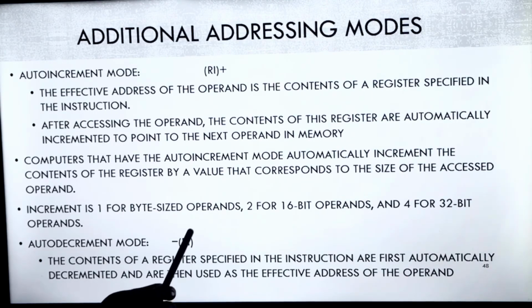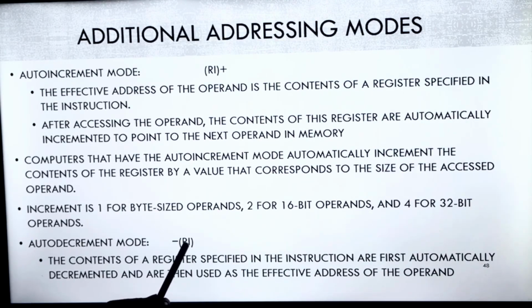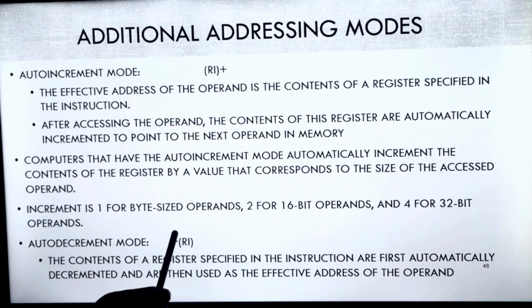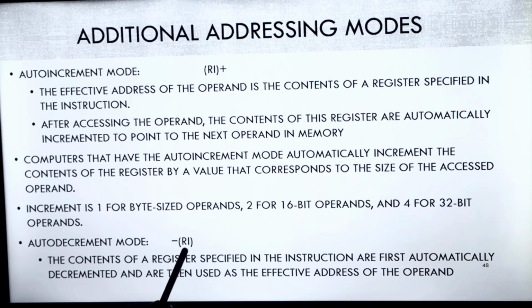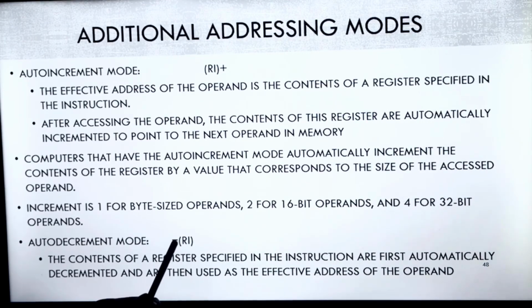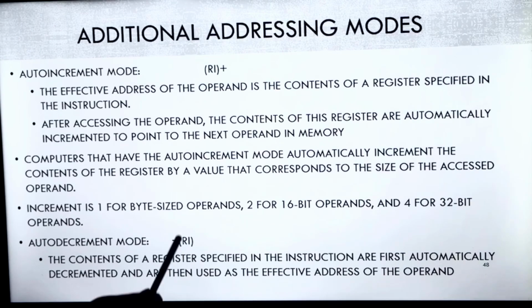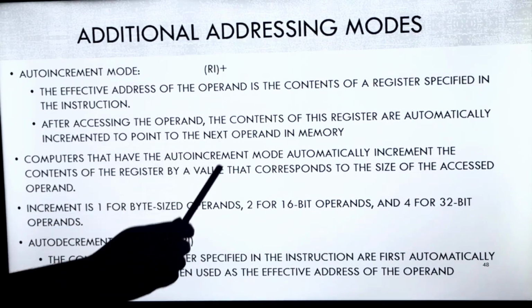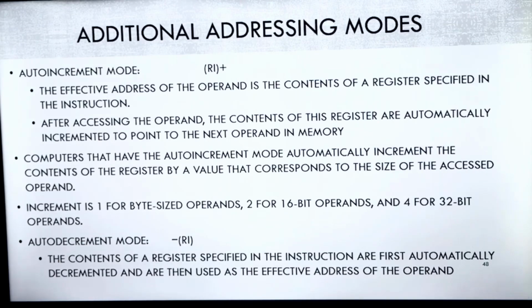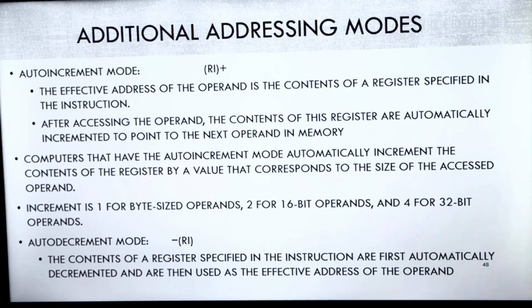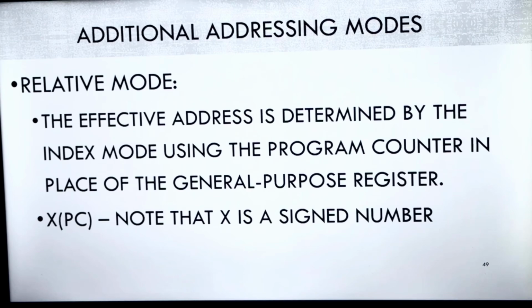Now suppose Ri is holding 1000. If I ask you what is the effective address here, where I am writing minus in the bracket, -(Ri), then it's not 1000, it's 1000 minus something, it depends. If I am using 4 byte addressing, then it will be 1000 minus 4, so it will be 996. But in the previous case it's 1000 only. Here you have to do the decrement first, then the operation. There, operation first, then increment. I hope it's clear.